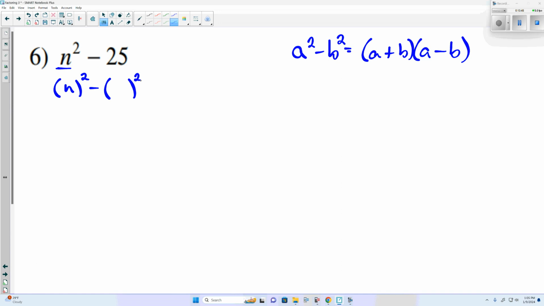25. What times itself is 25? So we could say that this is n squared minus 5 squared. The reason I set this up is to match it up to the general form. Our a spot is n, our b is 5. So what this will factor to is n plus 5 times n minus 5.